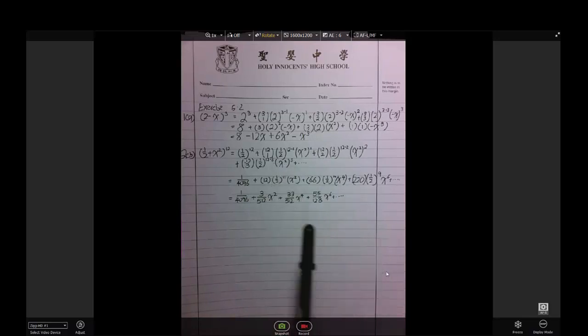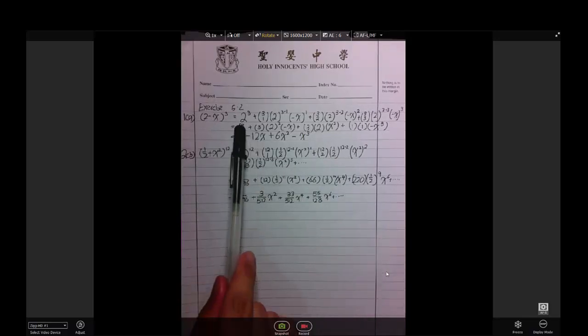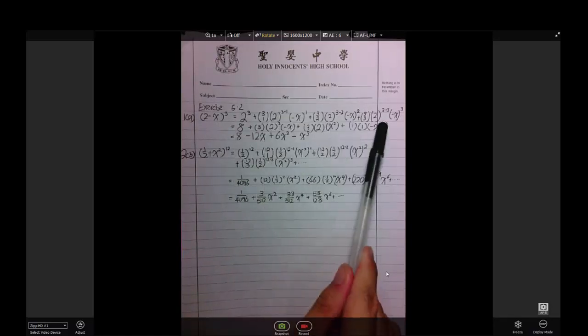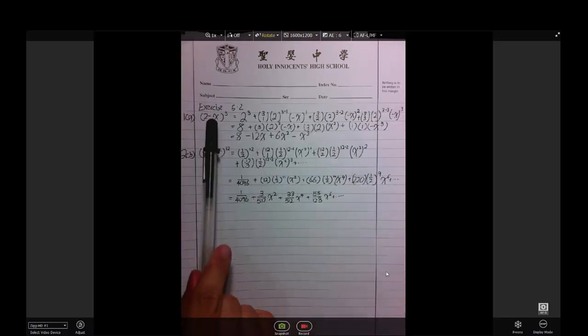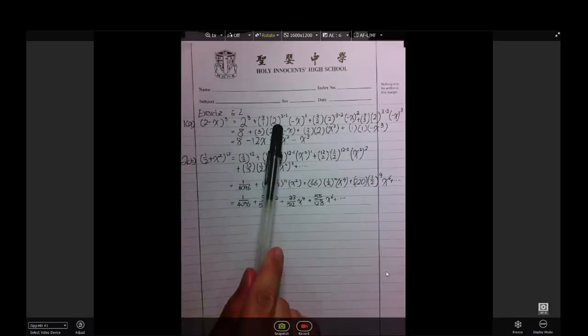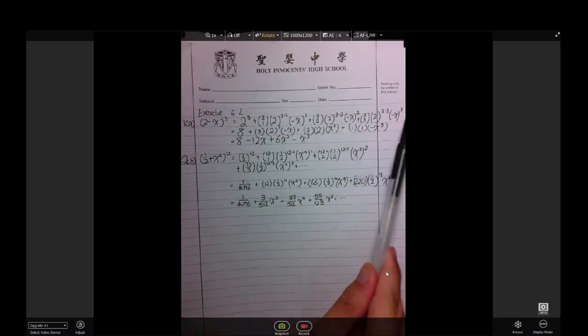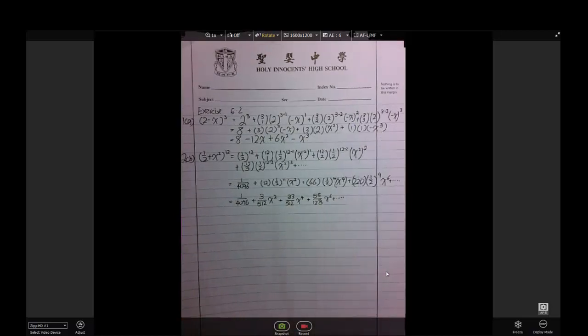x squared to the power of 3, it slowly increases. Similarly for this one, you notice it starts with 2 to the power of 3, then the next term is 2 to the power of 2, the next term is 2 to the power of 1, last term is 2 to the power of 0. Negative x starts with nothing, but at the next term it will be negative x to the power of 1, negative x to the power of 2, negative x to the power of 3. So there's that pattern down there. Once you have realized this pattern, everything becomes quite easy for the expansion of a plus b to the power of n.